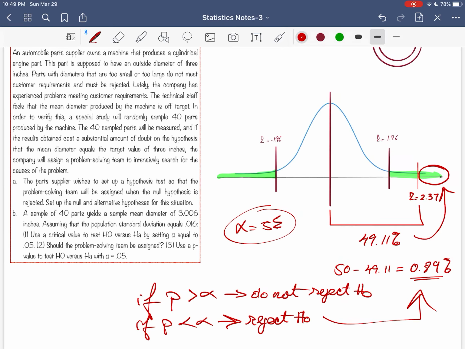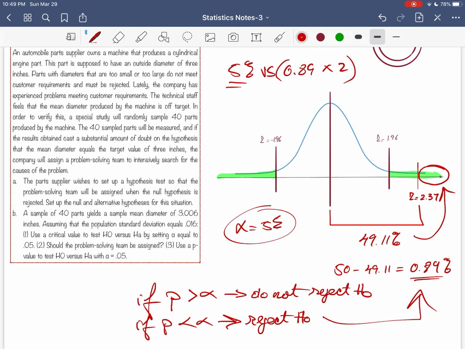To be completely true, we have to compare 5% versus 0.89 times 2. You always multiply by 2 when it's a two-tailed test. And so that should give us a value that is much less than 5%. And so we can say that based on the p-value approach, we also reject H0 since P is less than alpha.